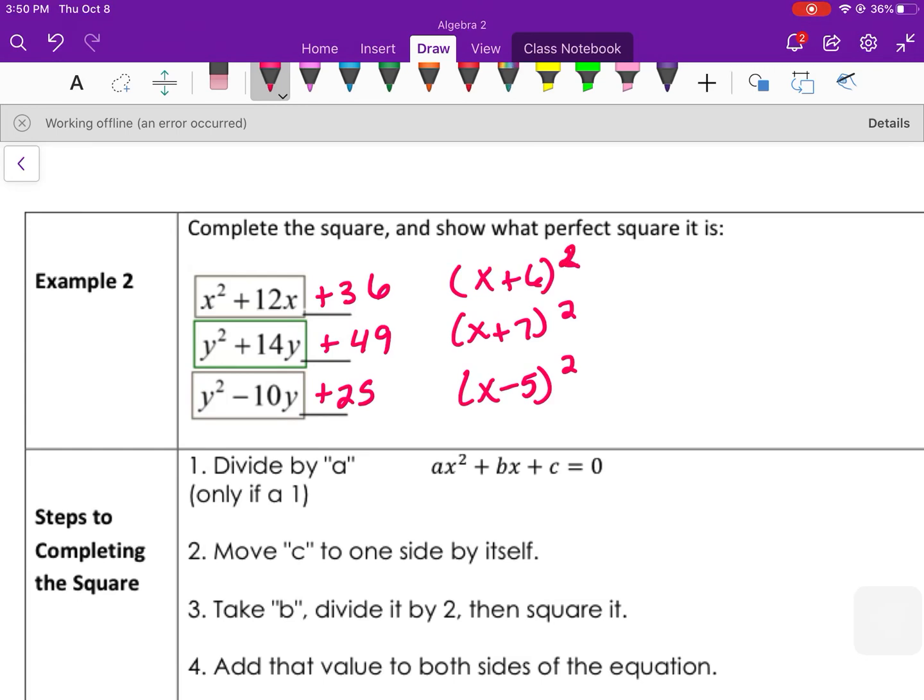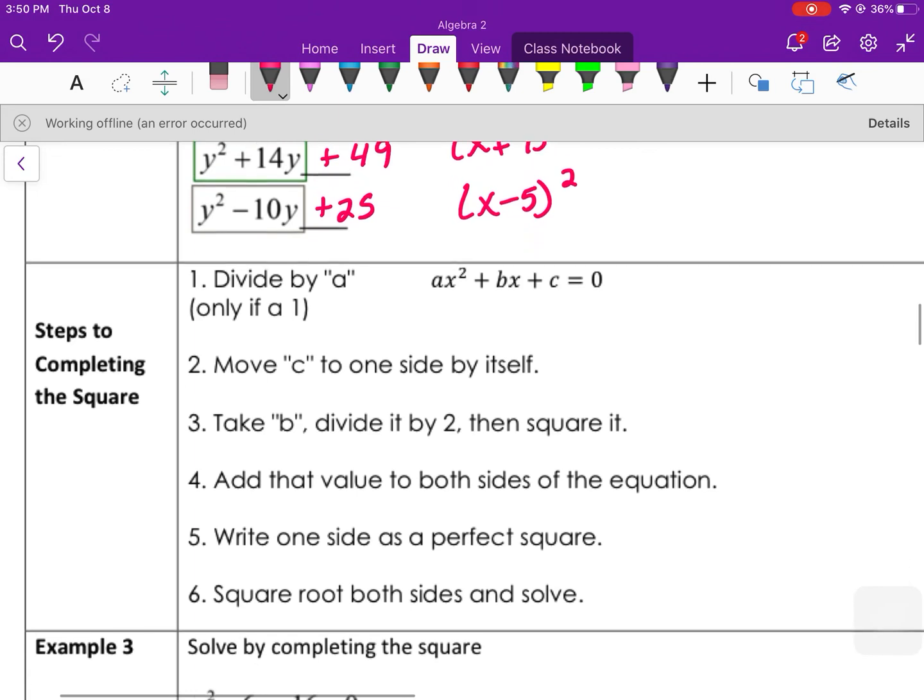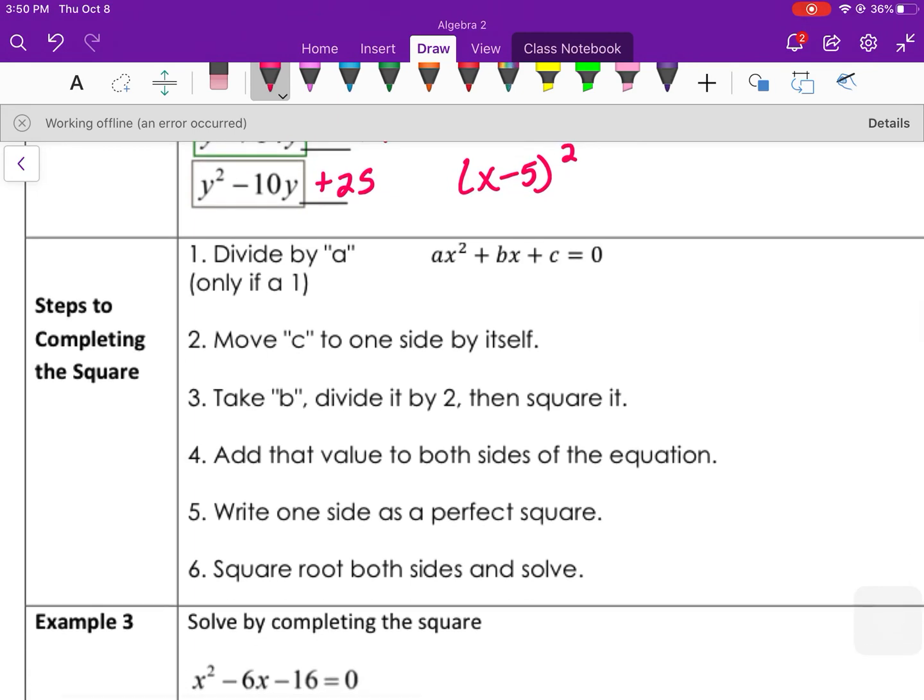So perfect squares. So here's the steps to completing the perfect square, or completing the square. First of all, your a value, your leading coefficient in front of the x squared, has to be 1. So if you have another number in front of x squared, you have to divide each term in the trinomial by a to get a equal 1.